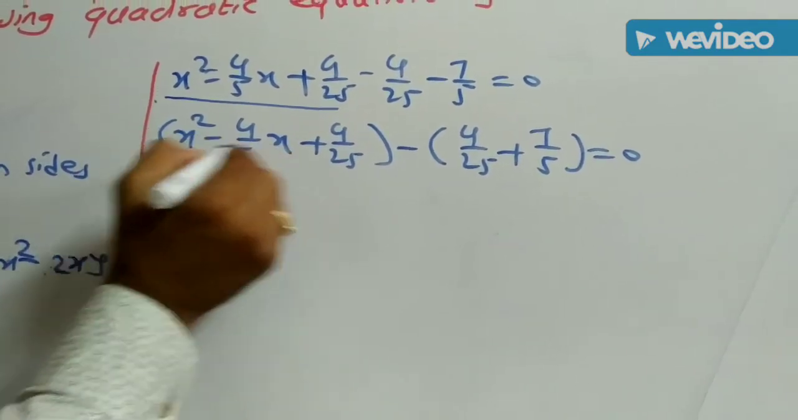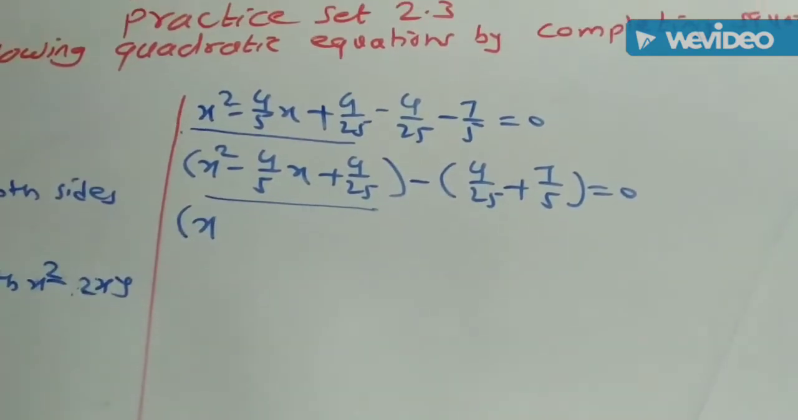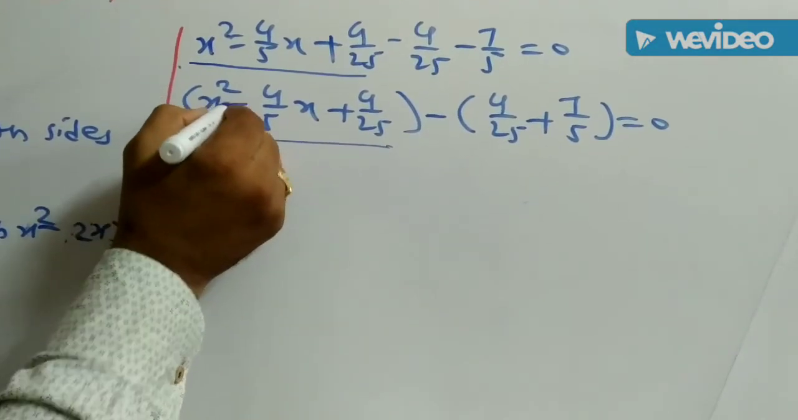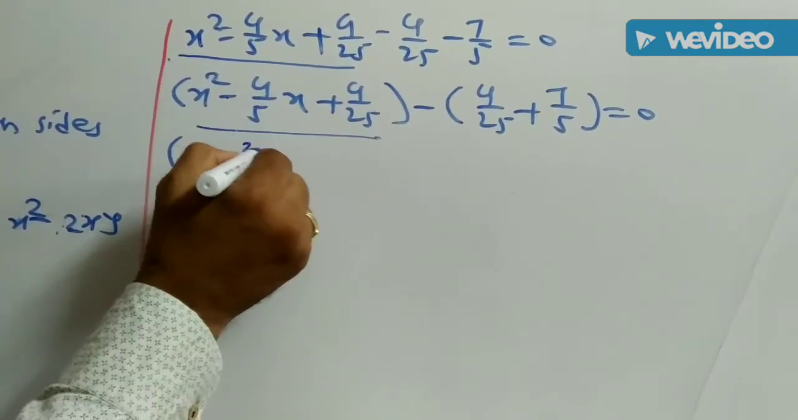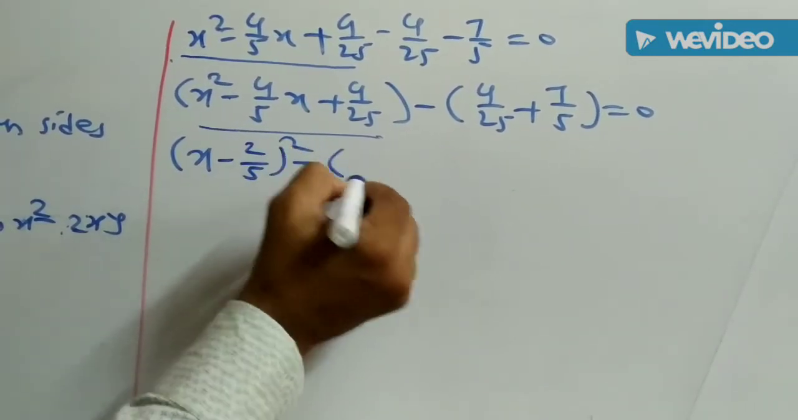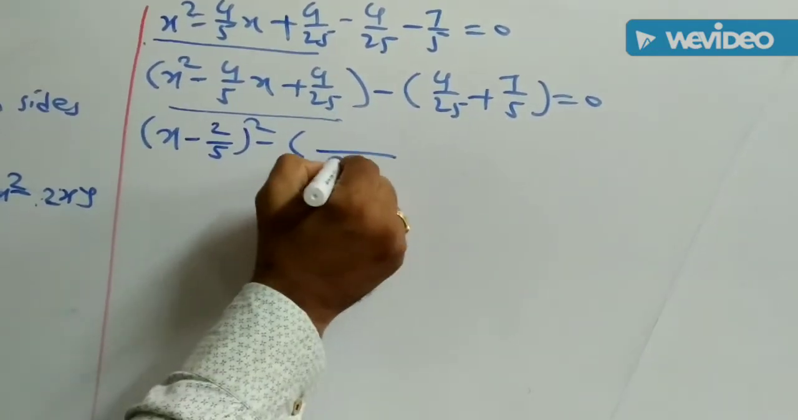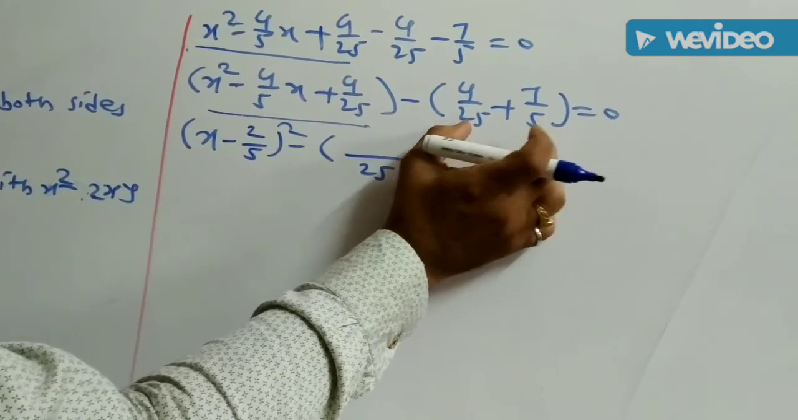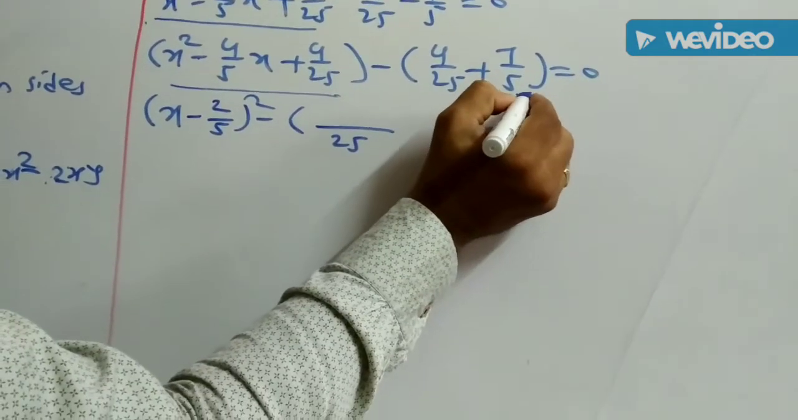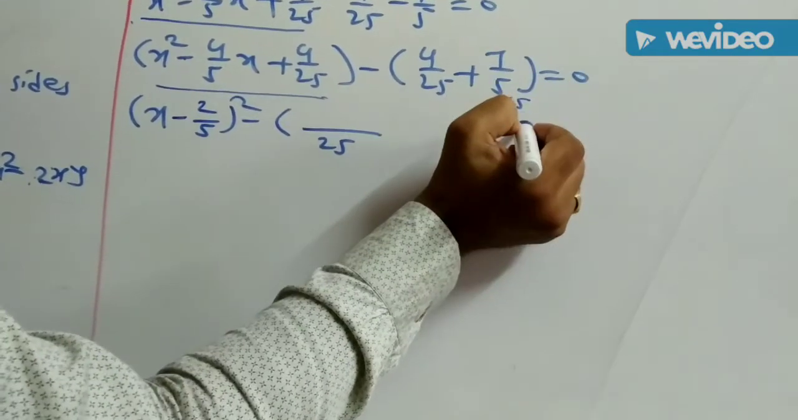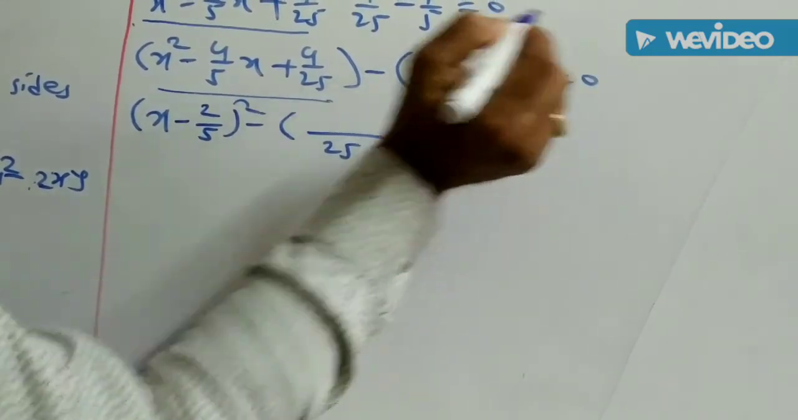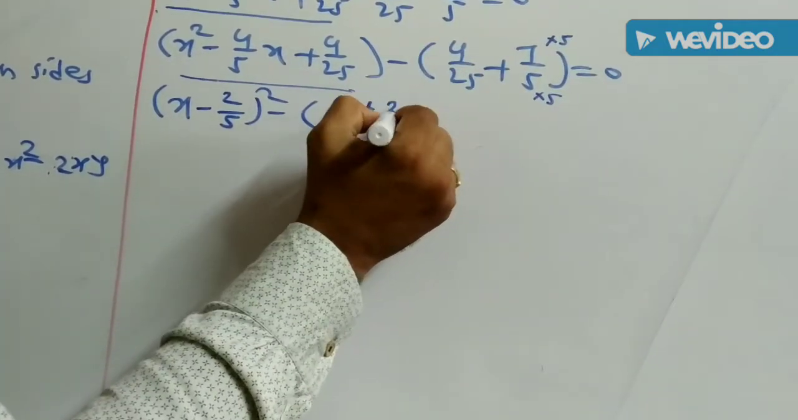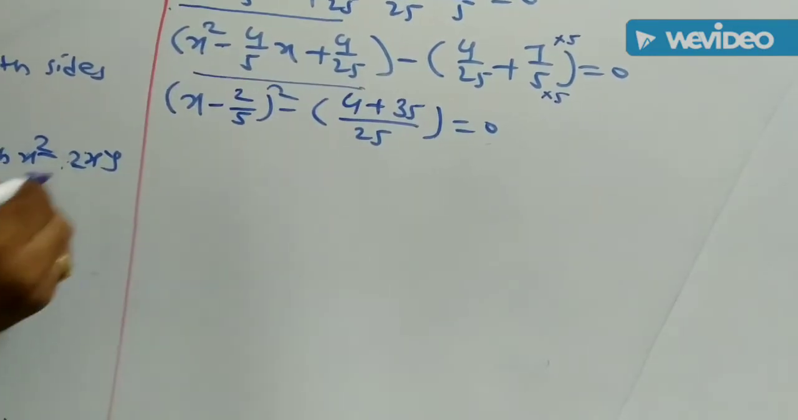Now for x square, I write the expansion directly: the square root of x square is x, the sign of the middle term, and the square root of the third term, that is 2 upon 5, bracket square, minus. Now solve this. Firstly we make the denominator 25. The LCM of 25 and 5 is 25. To make 25 here, multiply by 5 in the denominator, therefore multiply by 5 in the numerator at the same time. Then we get 4 plus 7 fifths are 35, is equal to 0.